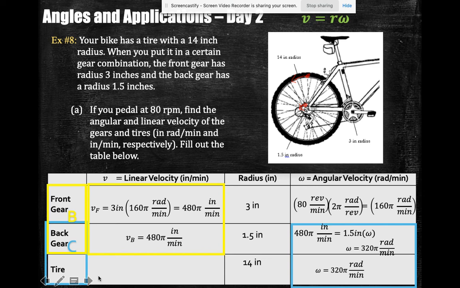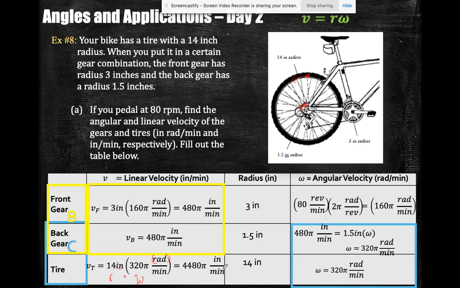Now I only have one thing left to do. Fill out the linear velocity for the tire. I've got omega. I've got the radius. Hello, equation. The velocity of the tire is the radius times the angular velocity in radians per minute. Remember, radians are unitless, so when I multiply 14 and 320 pi, I get 4480 pi, and I get inches per minute because the radians are unitless.